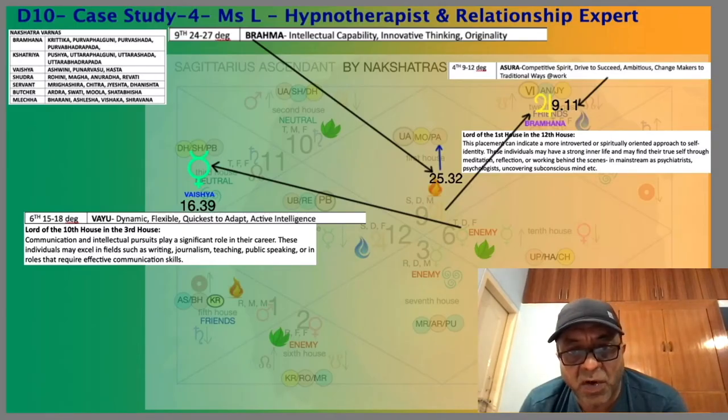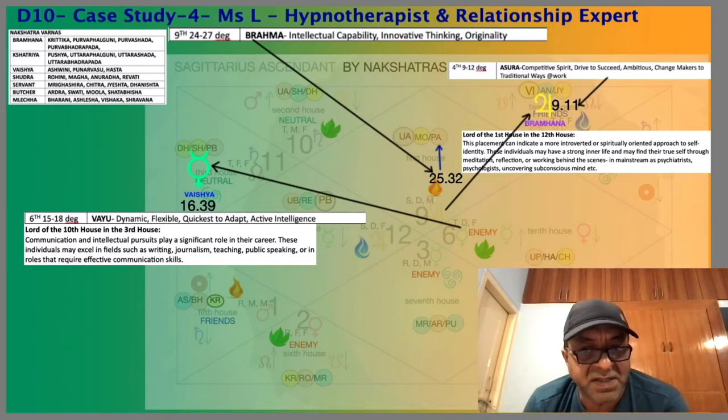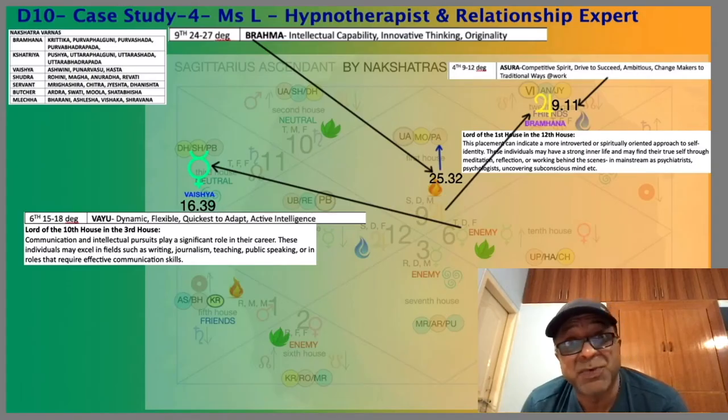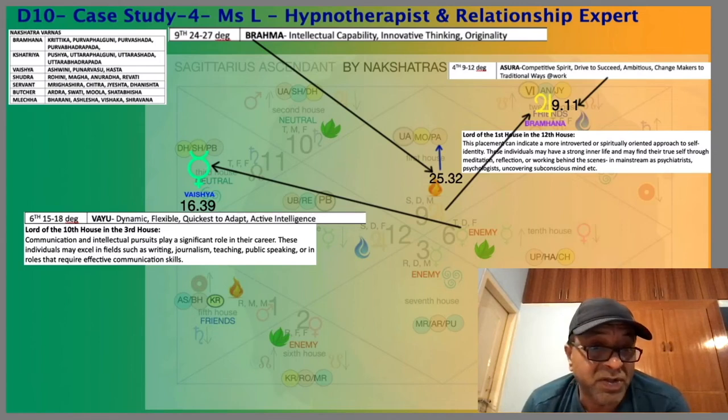Now let's see the Lord of the 10th. The Lord of the 10th in her case now in D10, because she is a Sagittarius ascendant, becomes Virgo. So Virgo is ruled by Mercury, and Mercury is in its most exalted form in Virgo, right? So that has gone now to the third house in Shatbhisha Nakshatra.